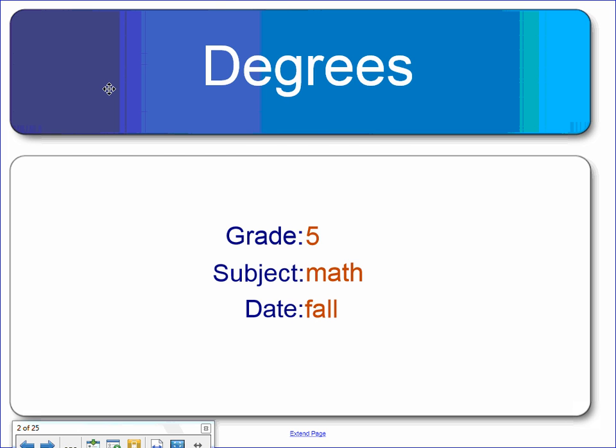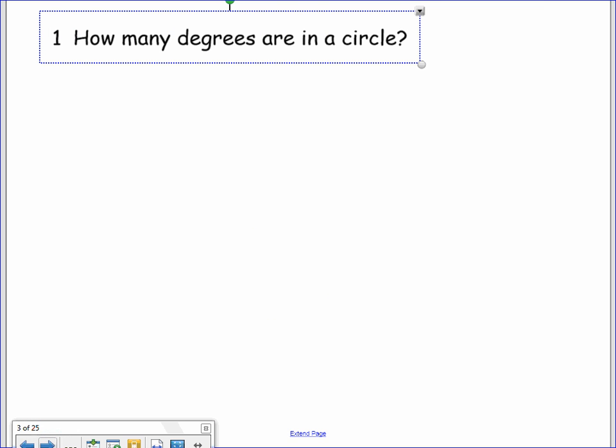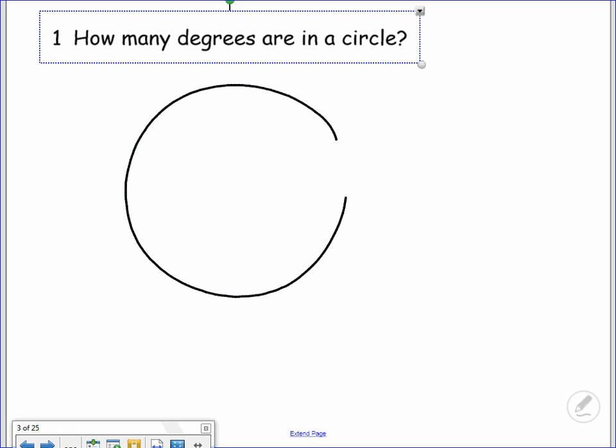The first part: how many degrees are in a circle? So if I draw a circle, we want to know how many degrees make up a circle. If I have the inside of a circle, this is a little bit confusing, but let's say right here, if I add up this angle, this angle, this angle, and this angle, how many degrees would that be? The answer is 360.